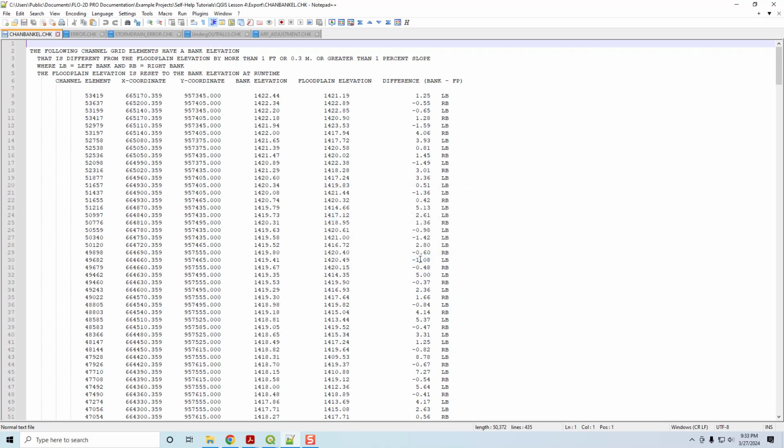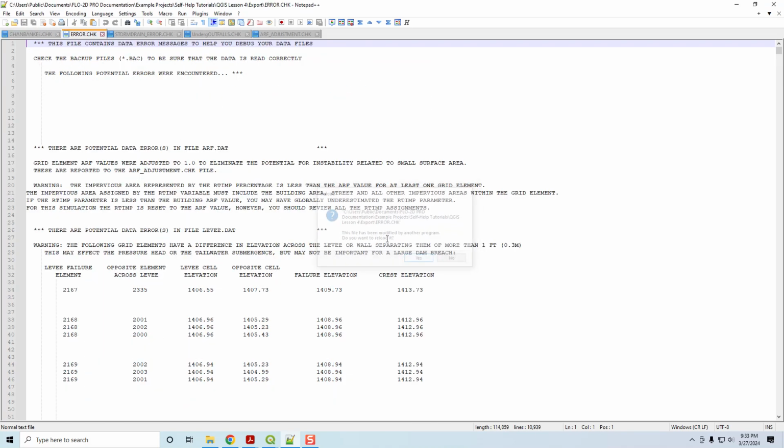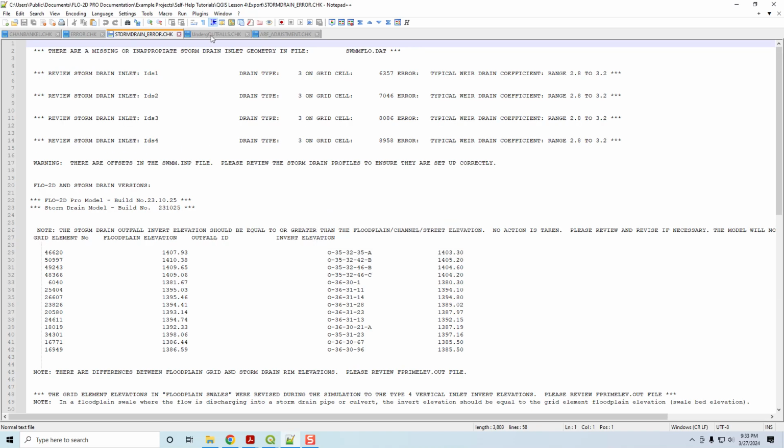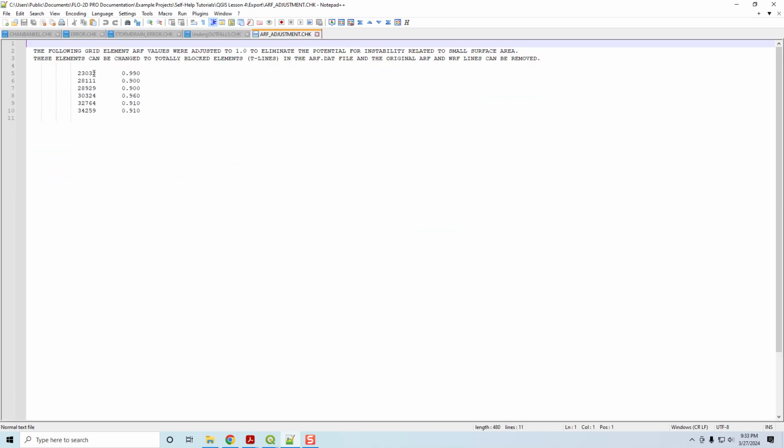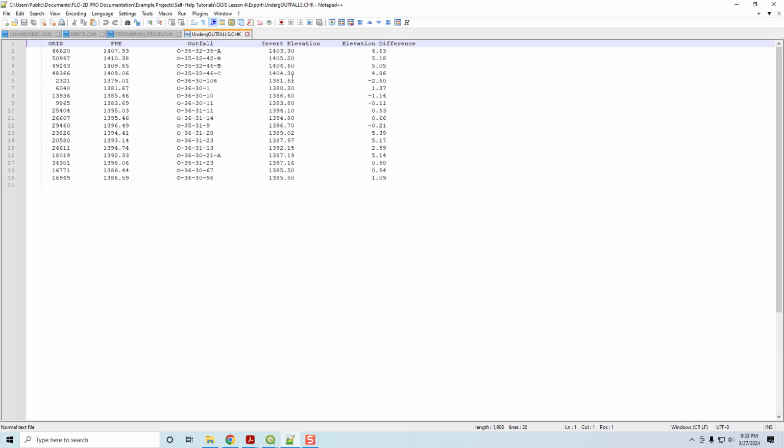And these, okay, that one, let me just reload these real quickly. And that one. Okay, and we already reviewed this one when we exported our data, but it's just telling you that these walls were adjusted to 1, meaning that they are now T-lines in the arf.dat. Nothing to do with that unless you want to replace those yourself so that you no longer get that check file. That would be your only thing that you might want to do.